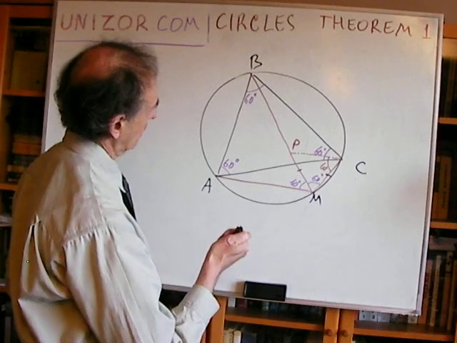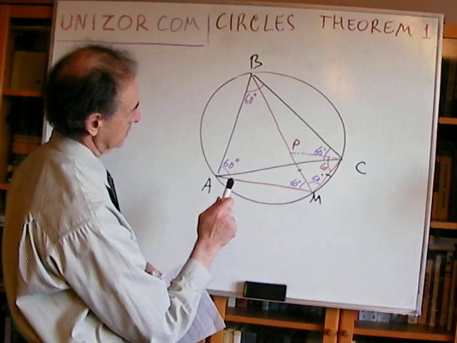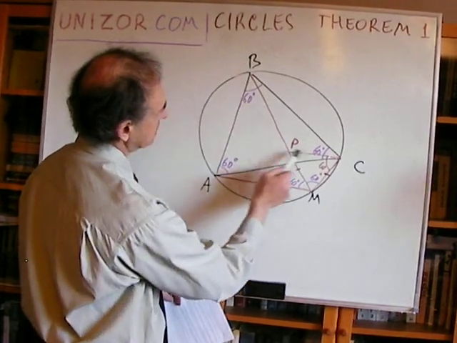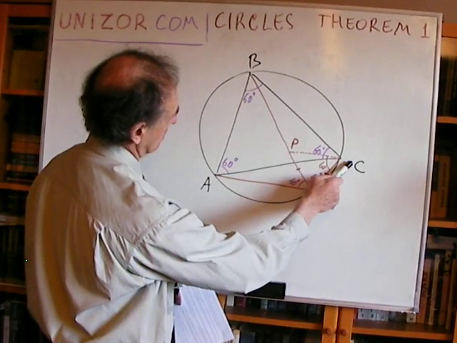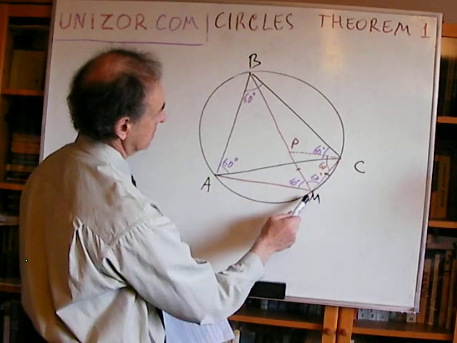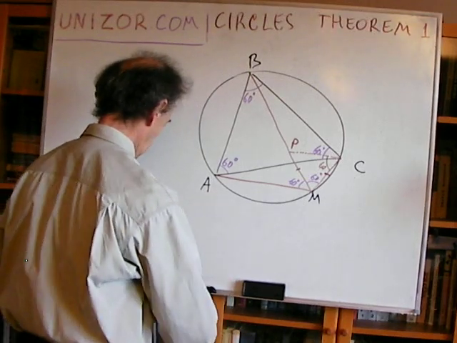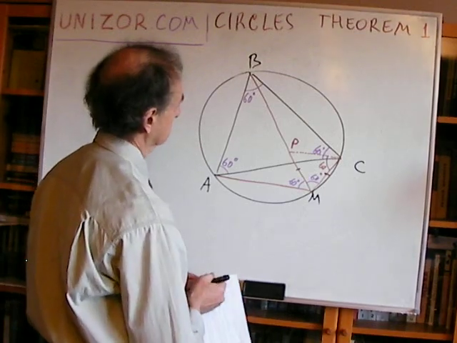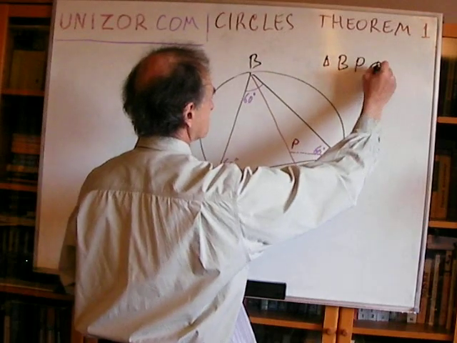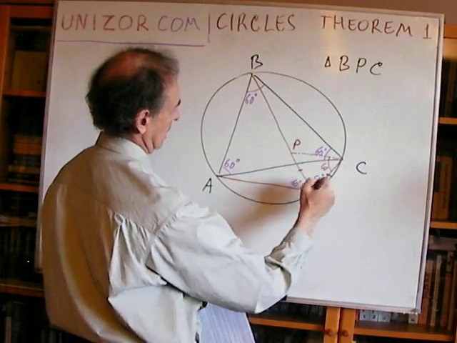Well, we can consider these two triangles and prove their congruence. BPC and ACM. Let me write it down. Triangle BPC and triangle AMC.